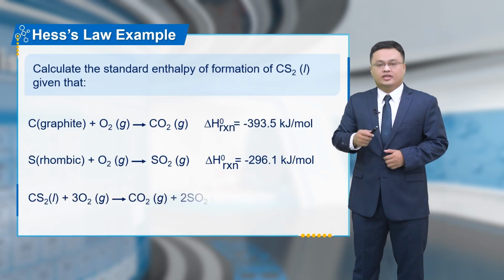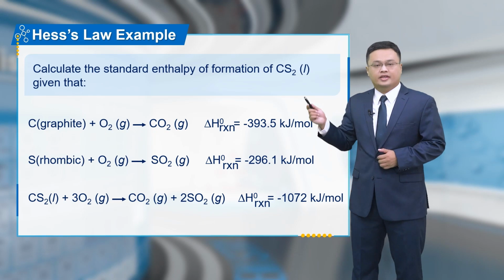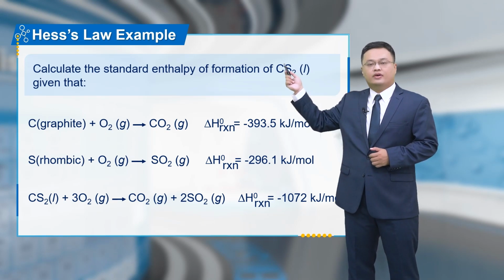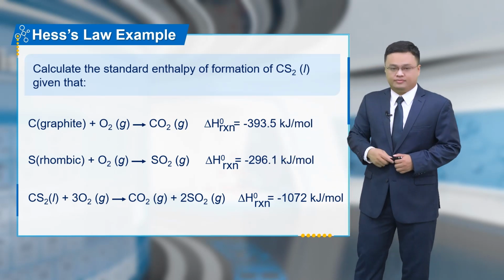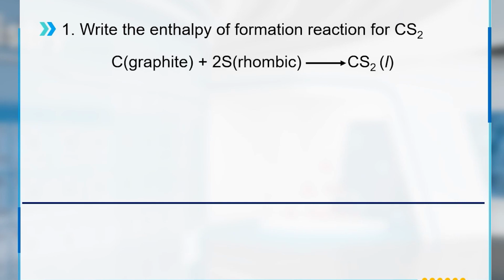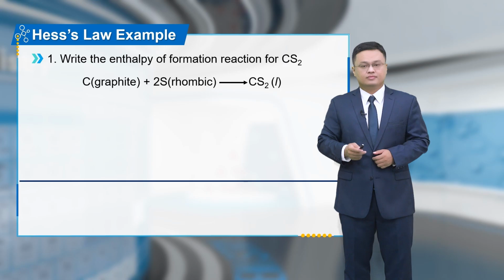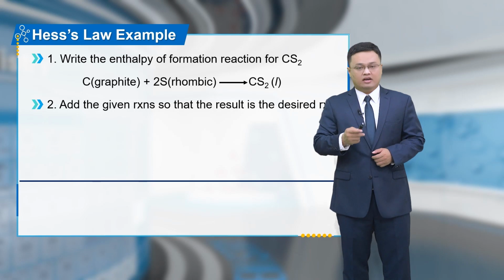Now let's use a practical example for further understanding of Hess's law: calculating the standard enthalpy of formation for carbon disulfide, given three equations. For the first step, we need to write the equation for the formation of carbon disulfide. One graphite carbon reacts with two rhombic sulfurs to produce carbon disulfide. For the second step, add the given reactions so that the result is the desired reaction.